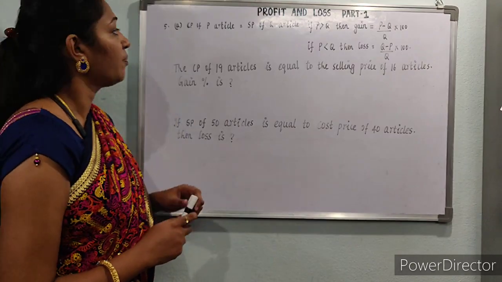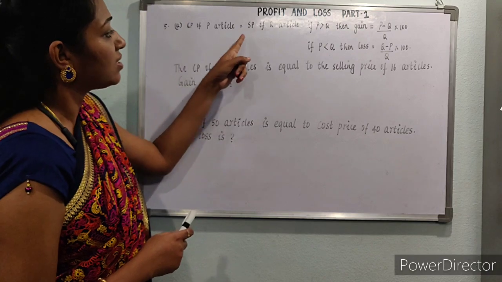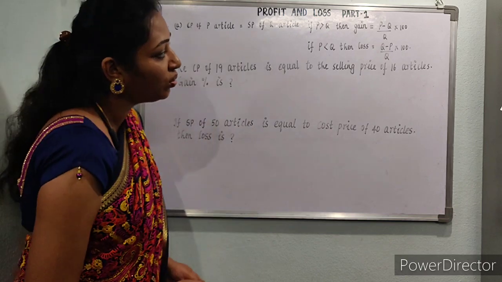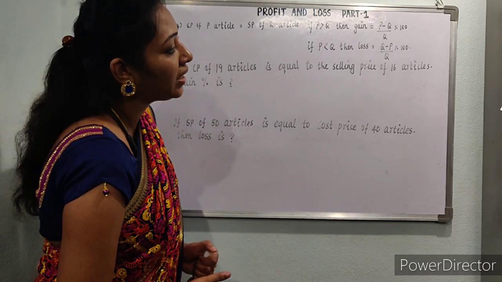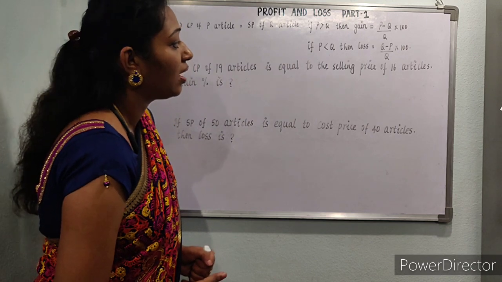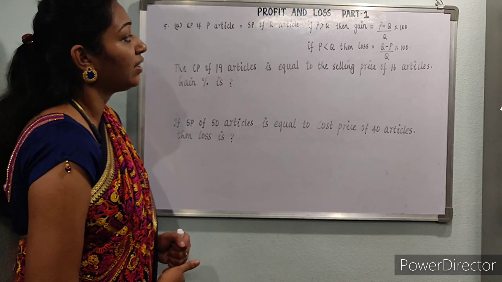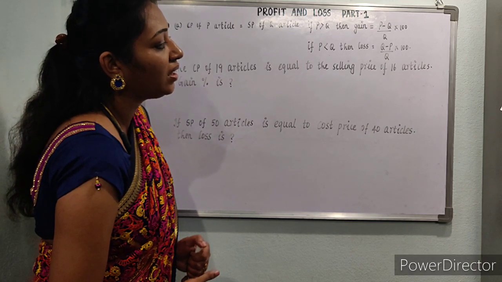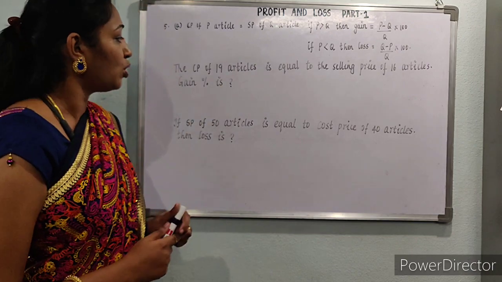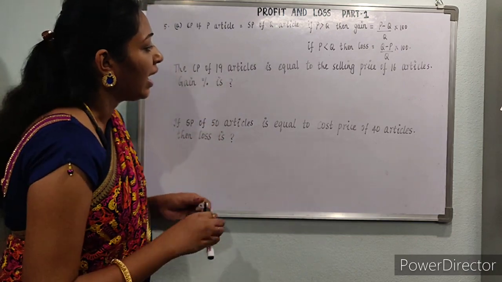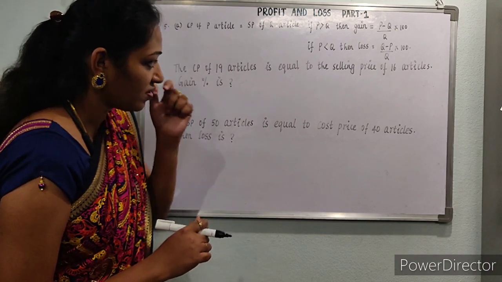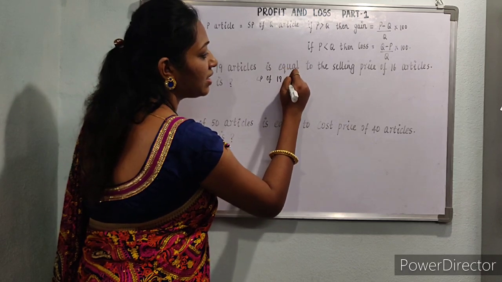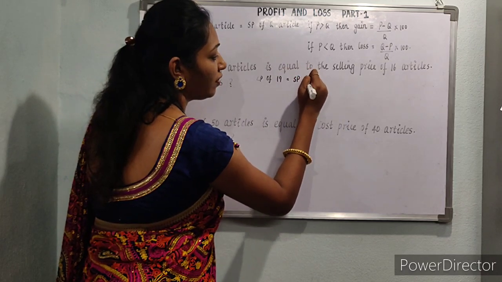Now the fifth formula. If the cost price of P articles is equal to the selling price of Q articles, if the value of P is greater than Q, then the gain percentage is P minus Q divided by Q into 100. If the value of P is lesser than Q, then it's a loss, and the loss percentage is Q minus P divided by Q into 100. So we'll start the problem. The cost price of 19 articles is equal to the selling price of 16 articles. So we have CP of 19 is equal to the SP of 16.